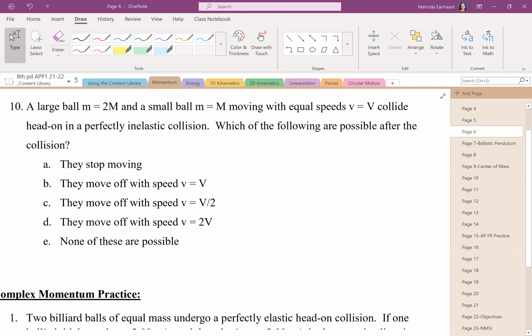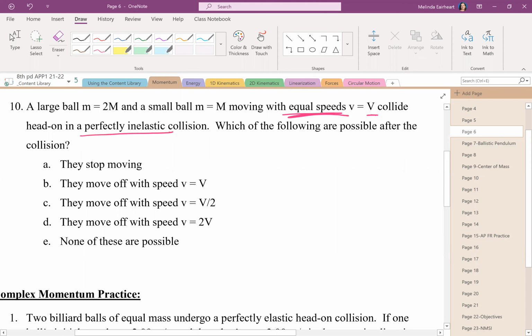Okay, so let's try number 10 at the top. We've got a large ball of mass 2m and a small ball of mass 1m. They're moving with equal speeds of V. Your lowercase v is kind of the generic speed, and here they're saying it's a capital V. They collide head on in a perfectly inelastic collision.